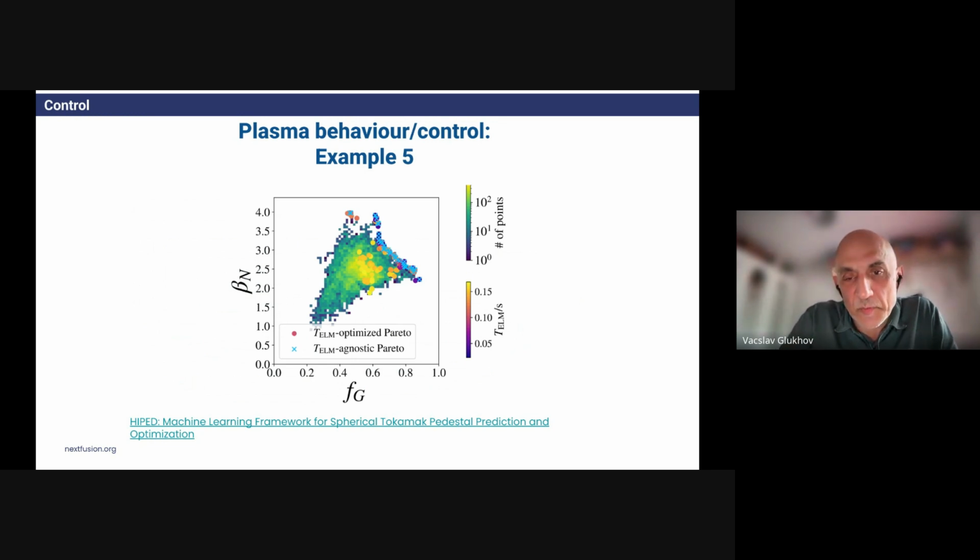As we can see, this is a projection of the 4-dimensional multi-objective function onto 2 dimensions, beta and Greenwald fraction. And the Pareto front is very clear here, very clear. This is the Pareto front. This is what they want to achieve.